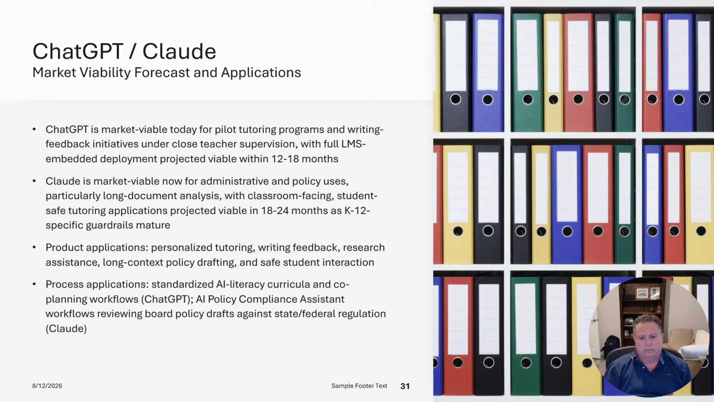Product applications: personalized tutoring, writing feedback, research assistance, long context policy drafting, and safe student interaction. Process applications include standardized AI literacy curricula and co-playing workflows, for example ChatGPT, and AI policy compliance assistant workflows, reviewing board policy drafts against state and federal regulations, as assumed by Claude.